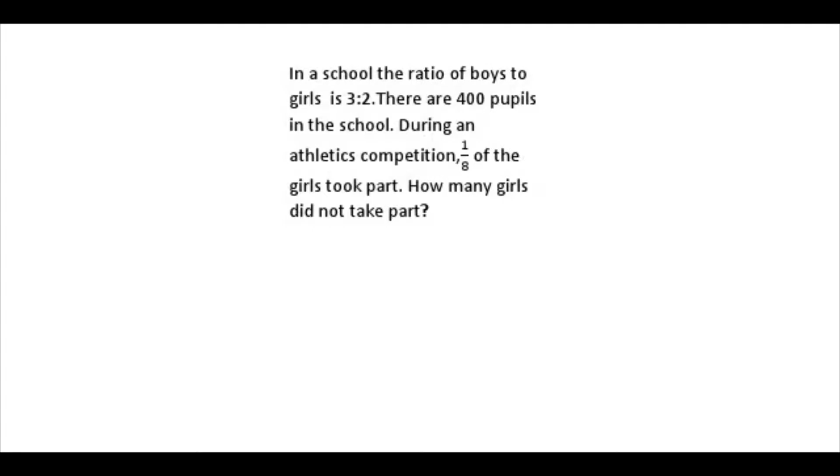In a school, the ratio of boys to girls is 3 to 2. There are 400 pupils in the school. During an athletics competition, 1/8 of the girls took part. How many girls did not take part? So we have boys to girls, 3 to 2. So the total here gives us 3 plus 2 is 5. So this means that 5 is equivalent to 400 because we are told the total number of pupils in school are 400. And we have boys and girls in the ratio 3 to 2.